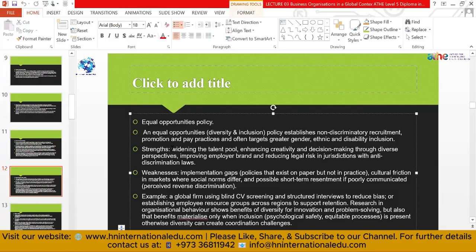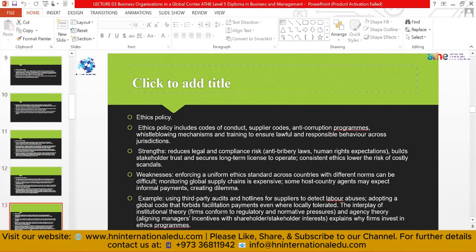Okay, that's good that we understood the point. Then coming towards the ethics policy, which includes codes of conduct, discipline, and supplier codes, definitely for the suppliers too, just like the consumers, we have codes of conduct which we need to follow, anti-corruption programs, whistleblowing mechanisms, and training to ensure lawful and responsible behavior across jurisdictions.